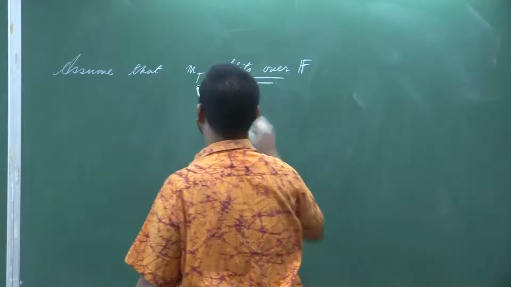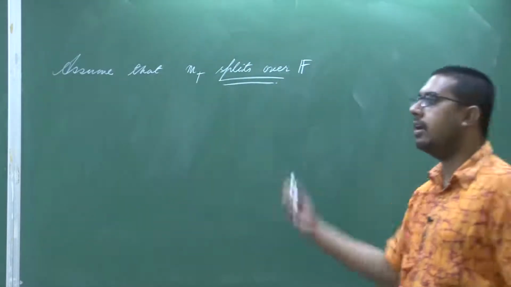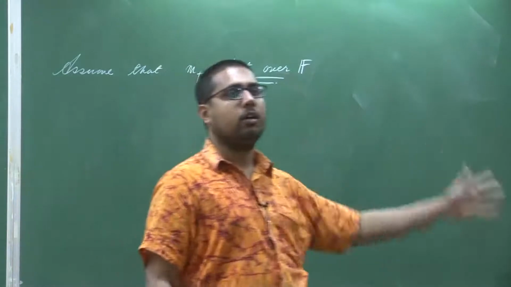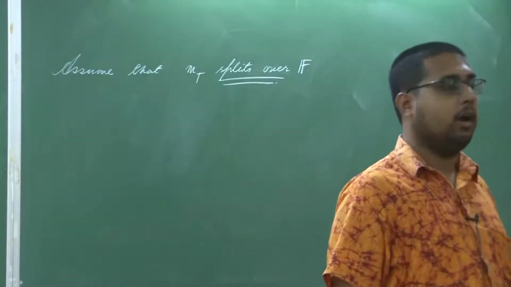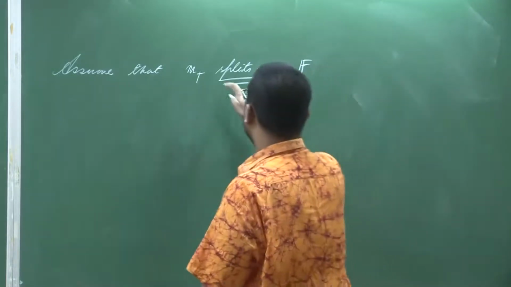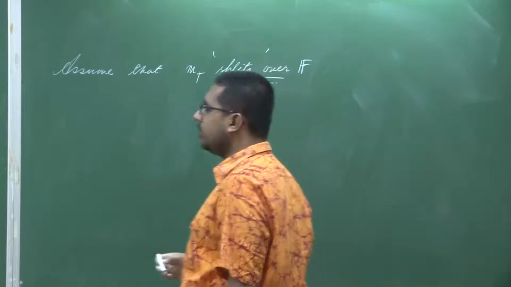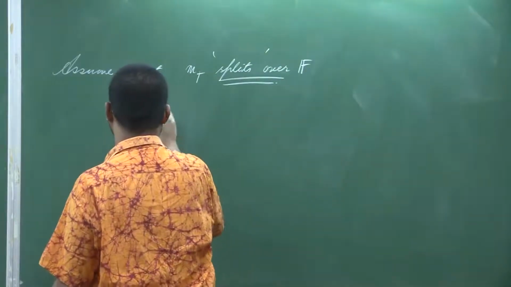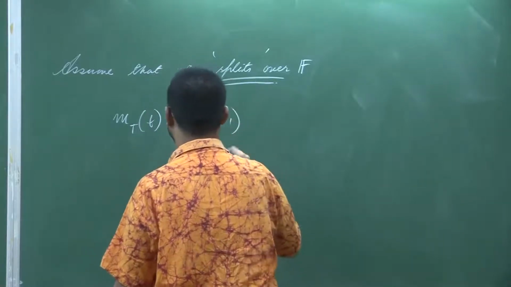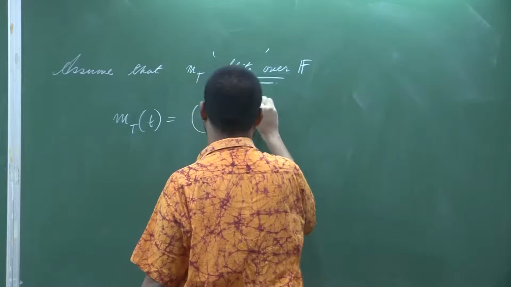So, what I mean by splitting over F is that all the irreducible factors are linear factors. There can be repeated factors, like x minus lambda might have multiplicity m, but the only point is that it does not have any quadratic or irreducible factor of higher degree. Okay. So, this is what we call that it splits over F. Therefore, if M_T splits over F, then the minimal polynomial of T has the following form.